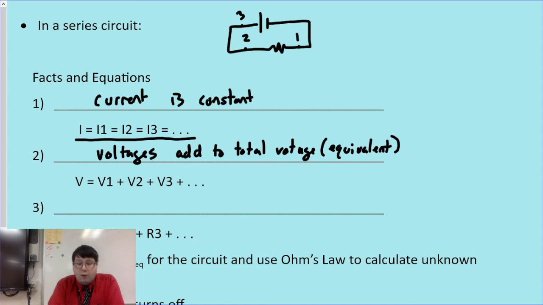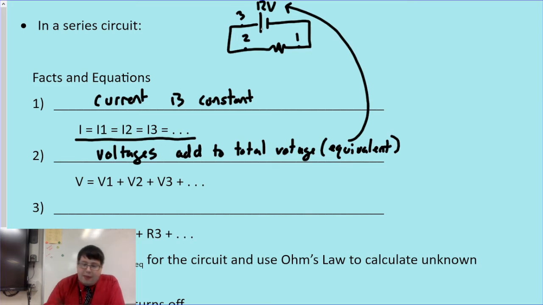Total or equivalent. Now what sets your total voltage in a circuit is your power source or your battery. So your equivalent voltage is going to be, in this circuit, 12 volts. Now, this means that all the voltages in the things in the circuit must add to that 12 volts.